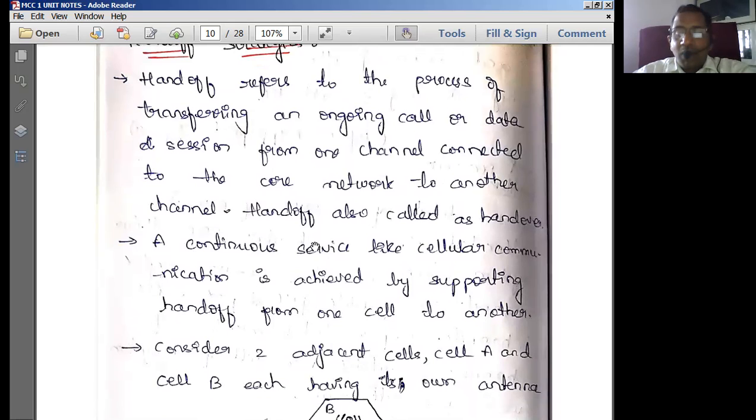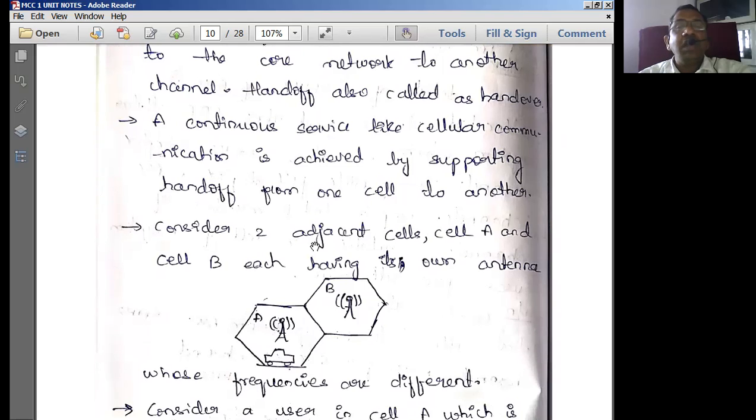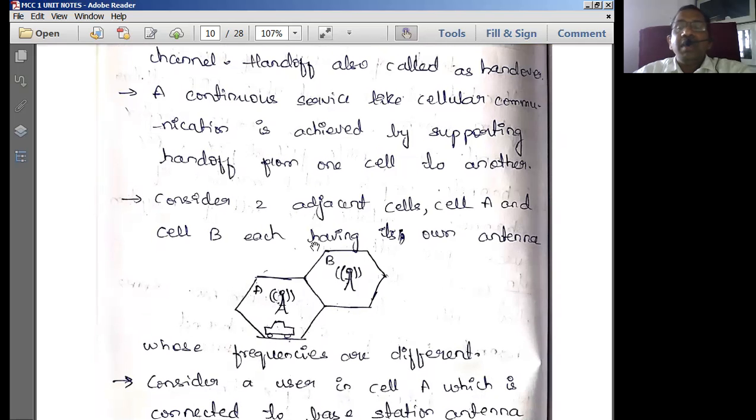So how can I define the cellular handoff process? Handoff refers to the process of transferring an ongoing call or data session from one channel connected to one core network to another channel. Handoff is also known as handover. So this can also be called a handover. This should be a continuous service.